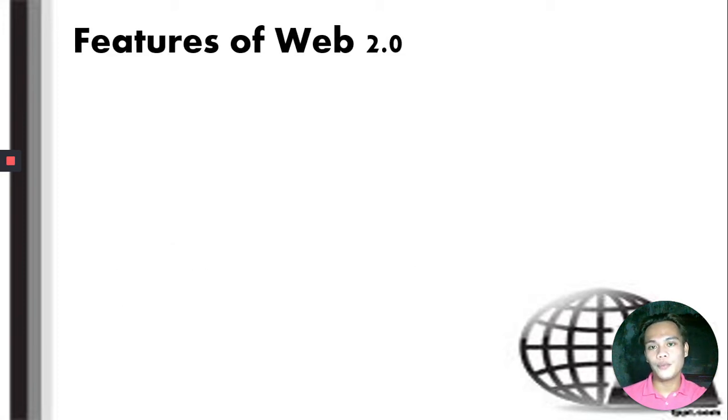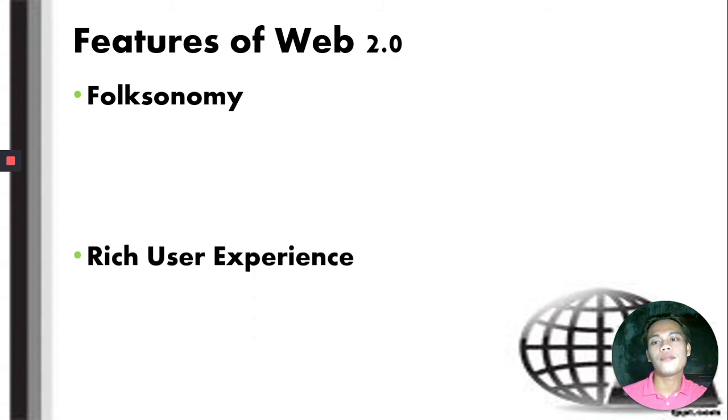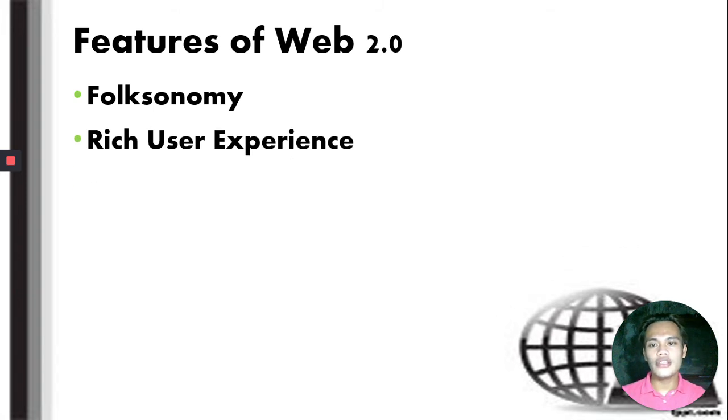There are some features of Web 2.0. First one is taxonomy, wherein the user is able to categorize, classify, and even arrange information using freely chosen keywords, which refers to hashtags. Number two, rich user experience. The content is dynamic and responsive to users' input. A website that shows local content can be an example of rich user experience.